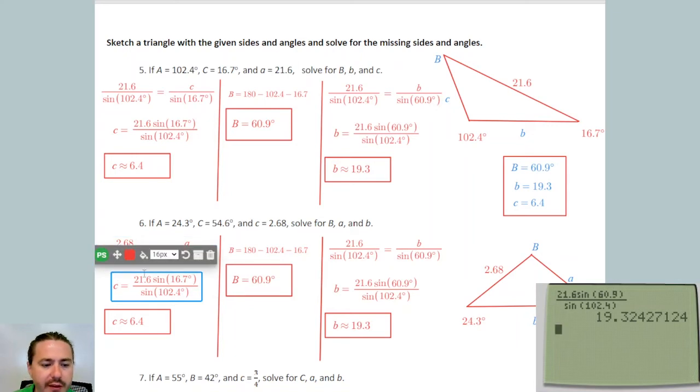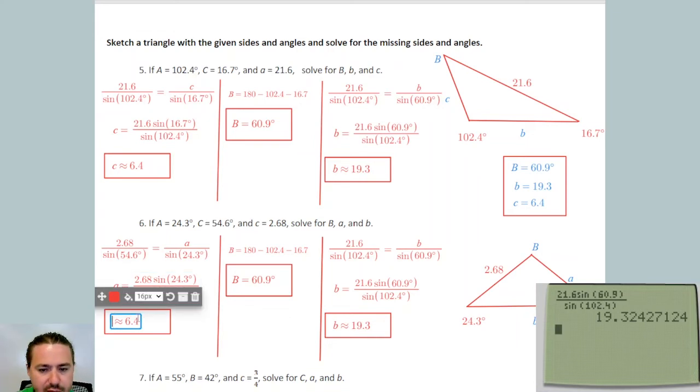Okay, so A is going to equal 2.68 times the sine of 24.3. This is getting kind of tedious, right? Am I right here? We're doing the same thing over and over again. But the good news is it's not that hard, right? But we do need to type this into the calculator.